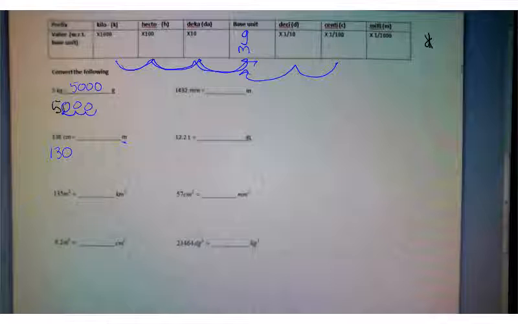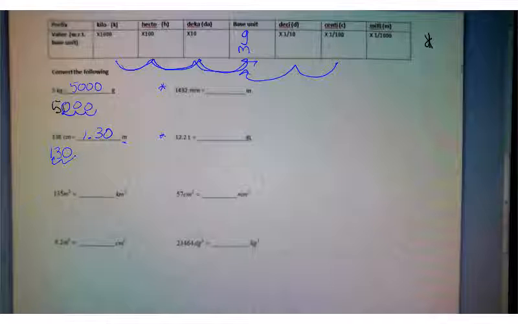So when we don't see the decimal point, it's at the end of the number. We will take and move our decimal point 2 steps to the left, just like the chart. You can put the 0 on the end if you like, but you don't need to. I'd like you to take a minute, pause the video please, and please convert this one, 1,432 millimeters to meters, and 12.2 liters to deciliters.